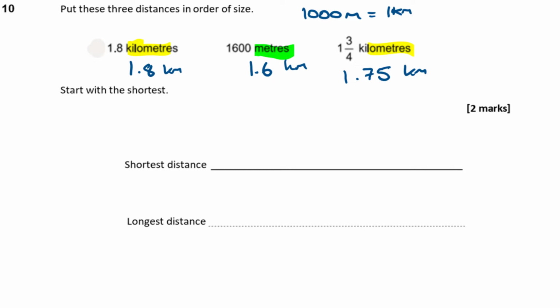This one is the smallest, so that's the smallest. And then the next biggest is this one, second, and this is my third one. So I'm going to write them down back in the form they were to begin with. So 1600 meters, and then 1 3/4 kilometers, and then the longest distance is 1.8 kilometers.